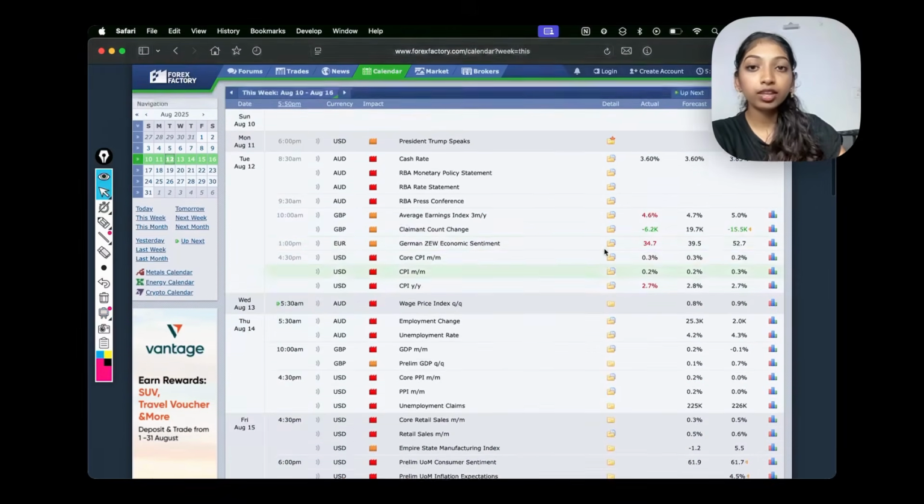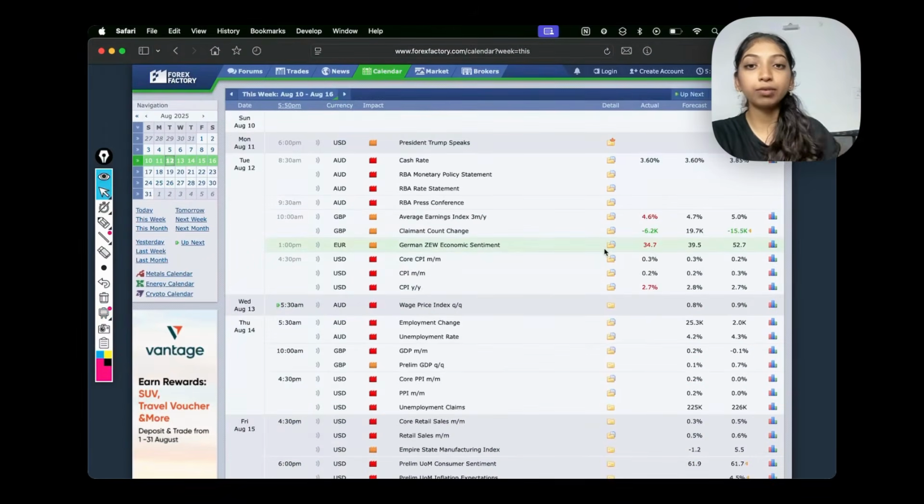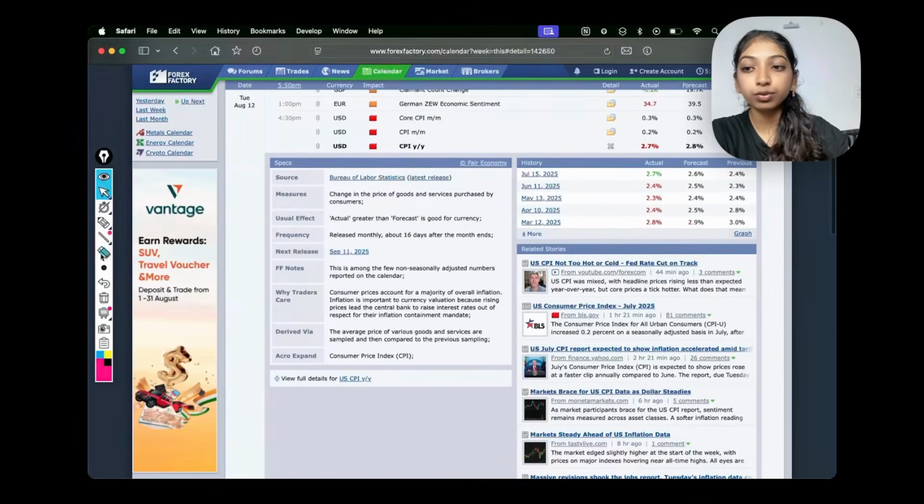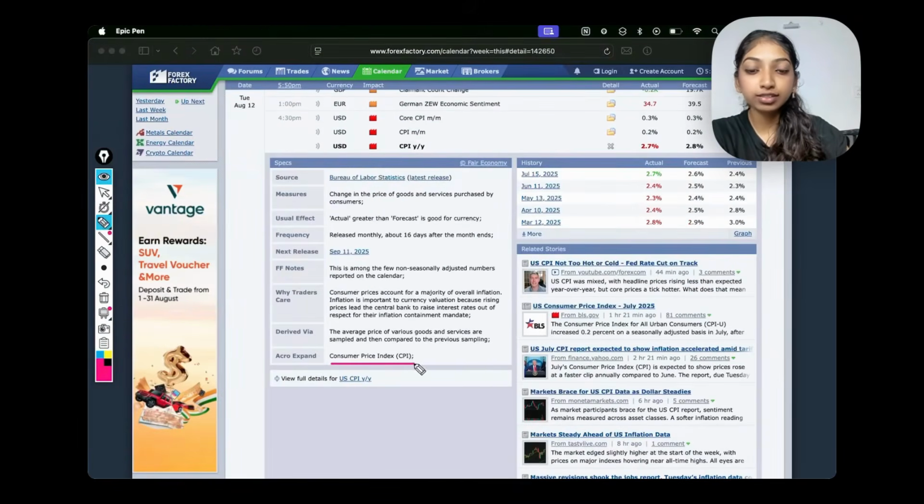All right, moving on. Now, let's talk about CPI. What's CPI and what does it affect? Let's understand that a little bit more in depth, right? So basically, let's open up this detail. CPI stands for Consumer Price Index. In short, CPI. So it measures inflation.